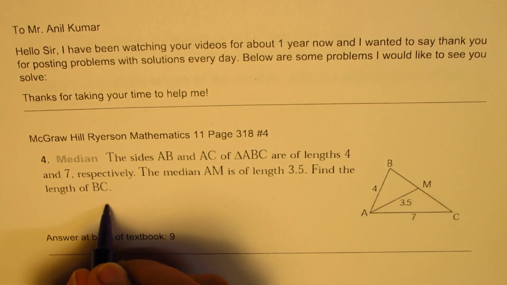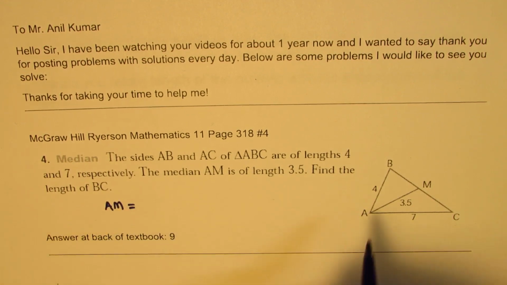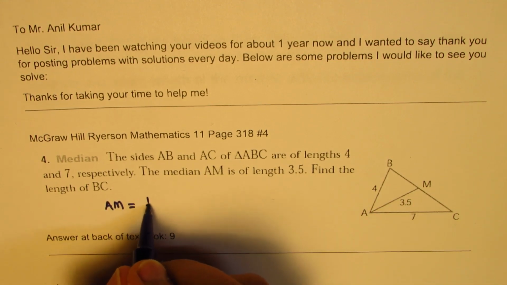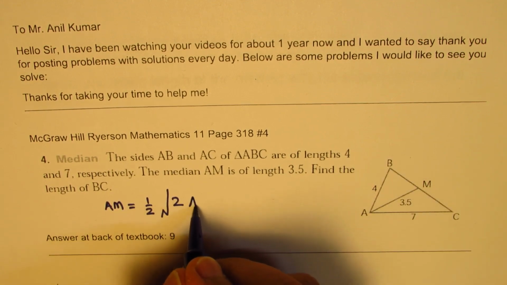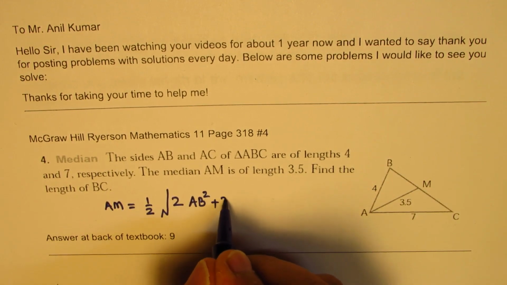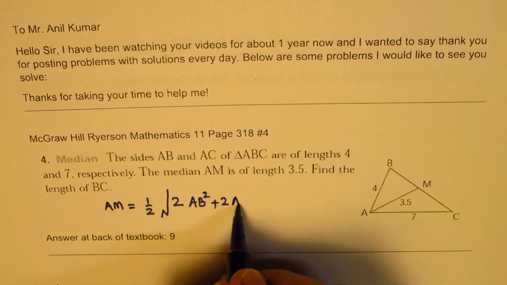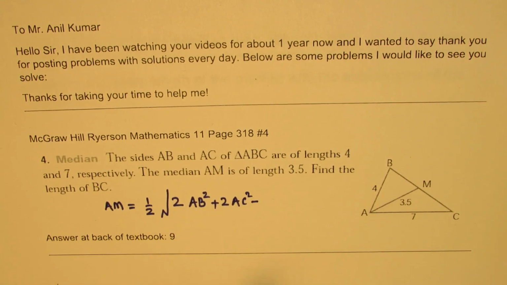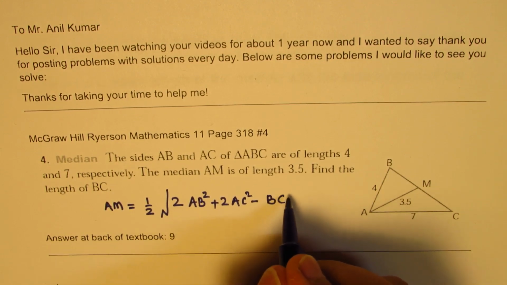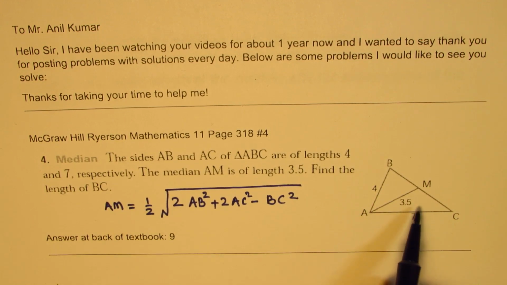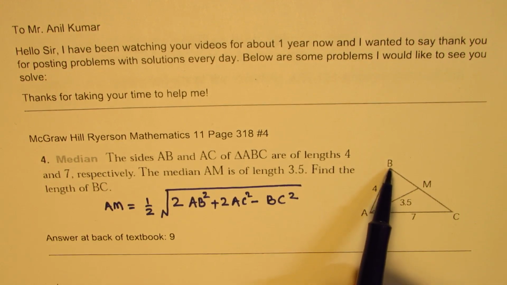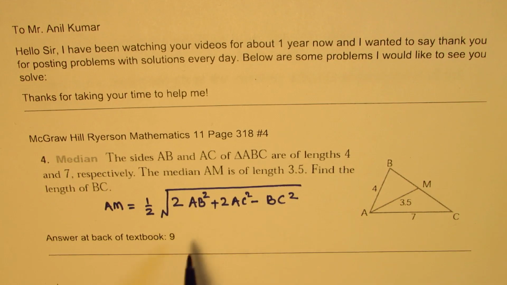So we can write that AM is equal to half of the square root of 2 times AB square plus 2 times AC square minus BC square. This formula can be directly applied to solve. Now you want to find BC, given AB, AM and AC. Substituting the values, you can always find the answer to be 9.